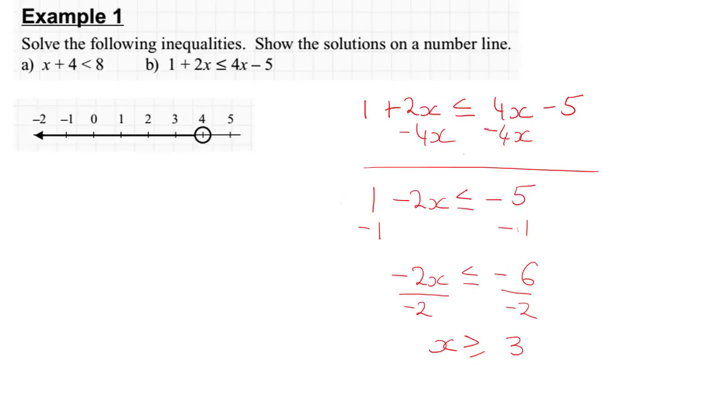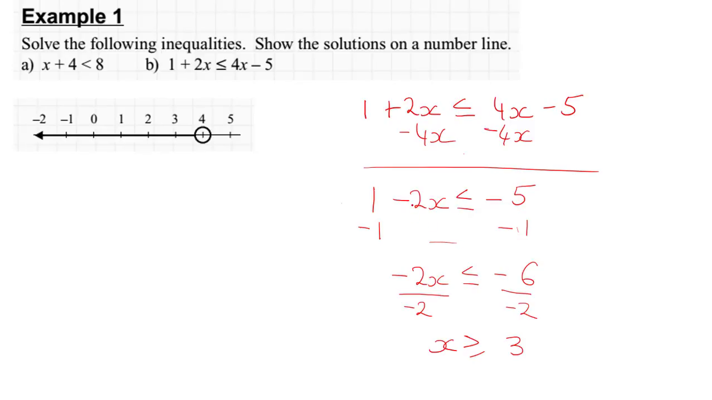Okay. 4x take away 4x is gone. I've got the minus 5 there, and I've got this one being there. The next thing is to get rid of this one here. You do the minus 1, which is gone. And then I've got minus 5 minus 1, which is minus 6.